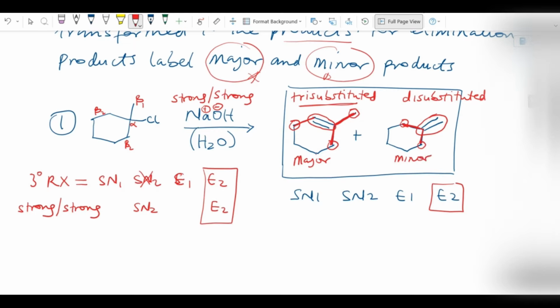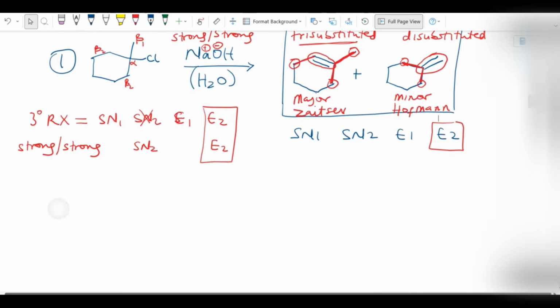The most substituted alkene is also known as the Zaitsev product, whereas the less substituted alkene is known as the Hofmann product. So elimination reactions will always form the Zaitsev product as the major product. Now let's go ahead and draw the mechanism for this reaction. So my mechanism will show how both products are formed.